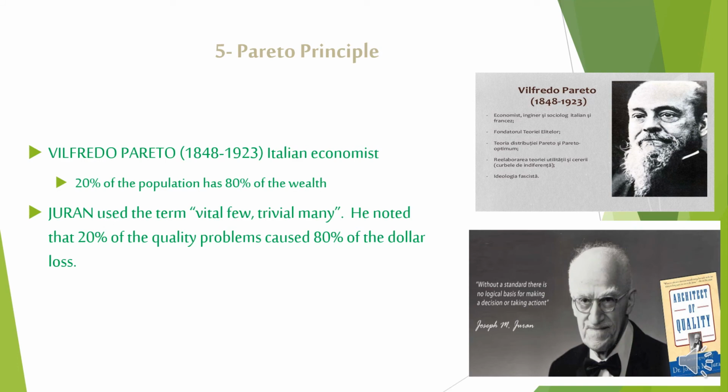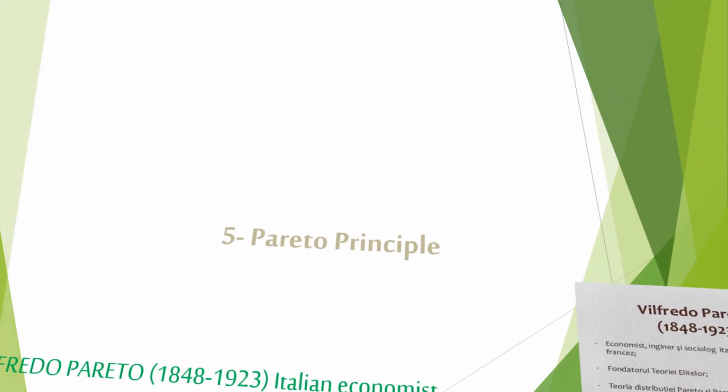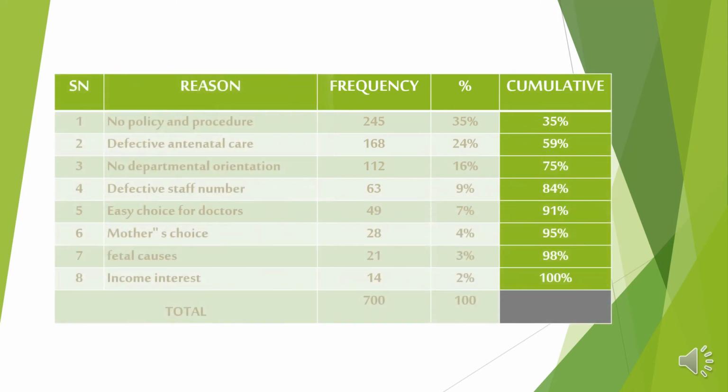This is Pareto and this is Joseph Juran, what they stated about Pareto. We will explain it here. You go to the reasons of any problem. Let's say that we have 8 reasons. For every one you have to put the frequency, how many times it happened.